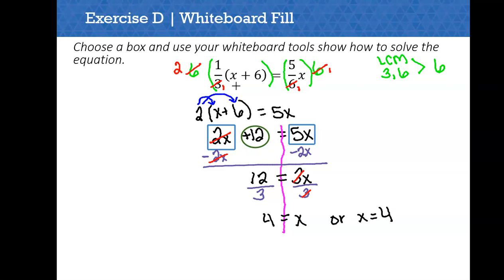So this gives you removing fractions again using the LCM from the denominators, distributive property, variables on both sides, and dividing to remove the coefficient.